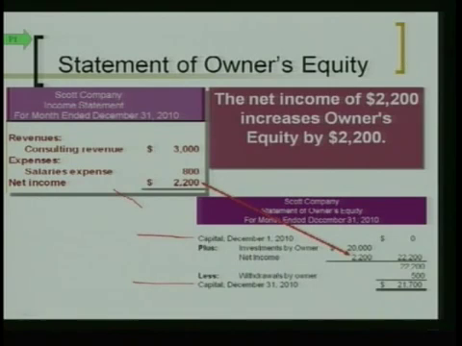Now another thing I want to point out: what is the beginning balance of capital at December 1, 2010? It's 0, isn't it? I don't want you to think that the normal beginning balance on your statement of equity is 0. The only reason it's 0 in this instance is because this is the first month of business. You understand? So it was 0 at the beginning of the month.